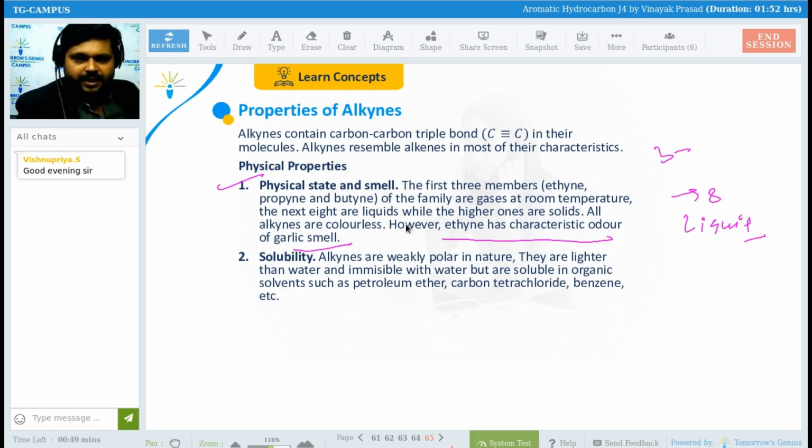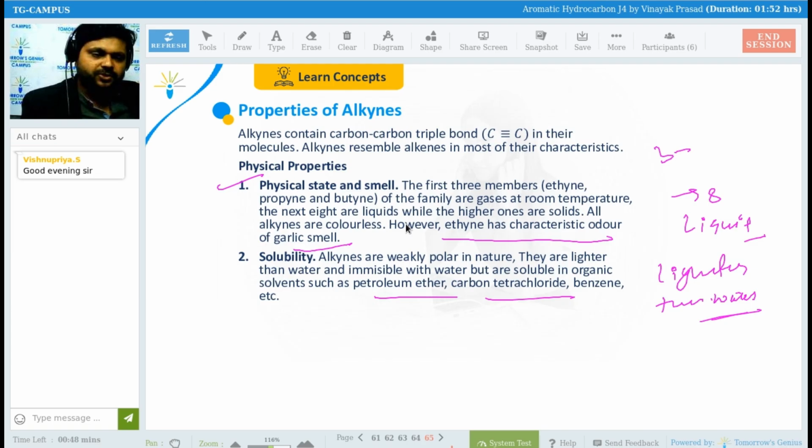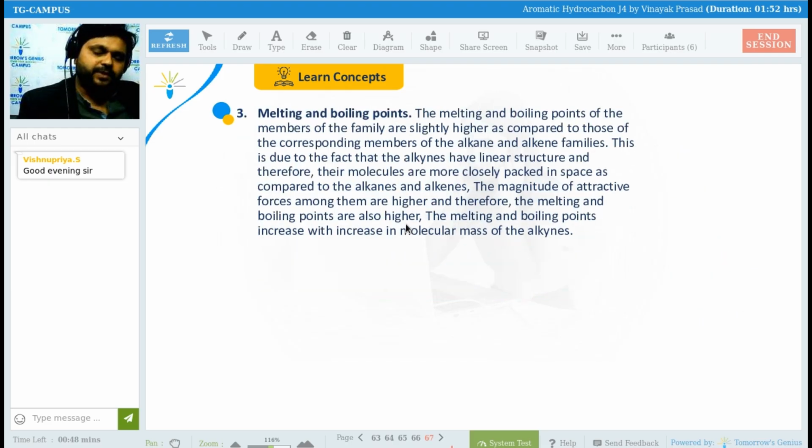Clear? Solubility: alkynes are weakly polar in nature. They are lighter than water and immiscible with water, but are soluble in organic solvents such as petroleum, ether, carbon tetrachloride, benzene, etc. So they are lighter than water, so they are not soluble in water, right? They are soluble in petroleum, ether, carbon tetrachloride, benzene, etc. Right?